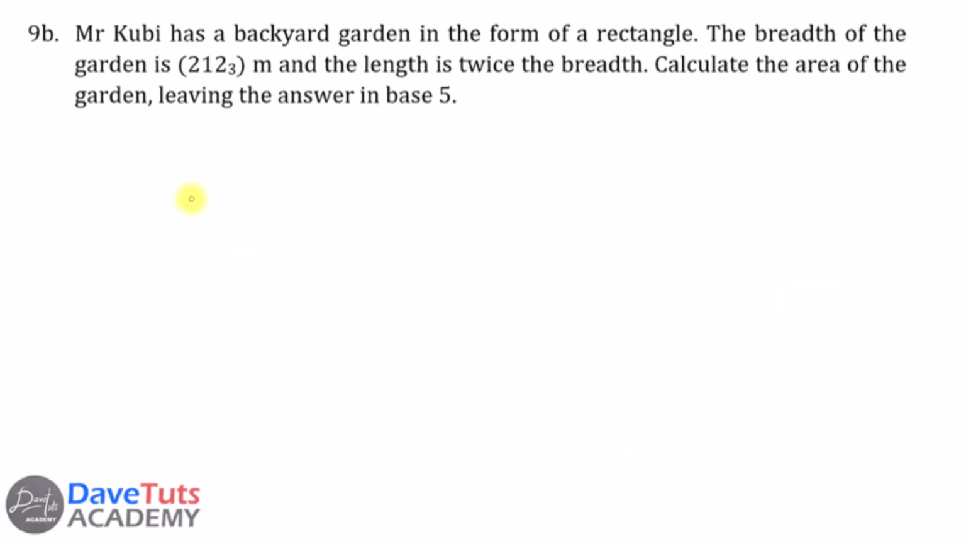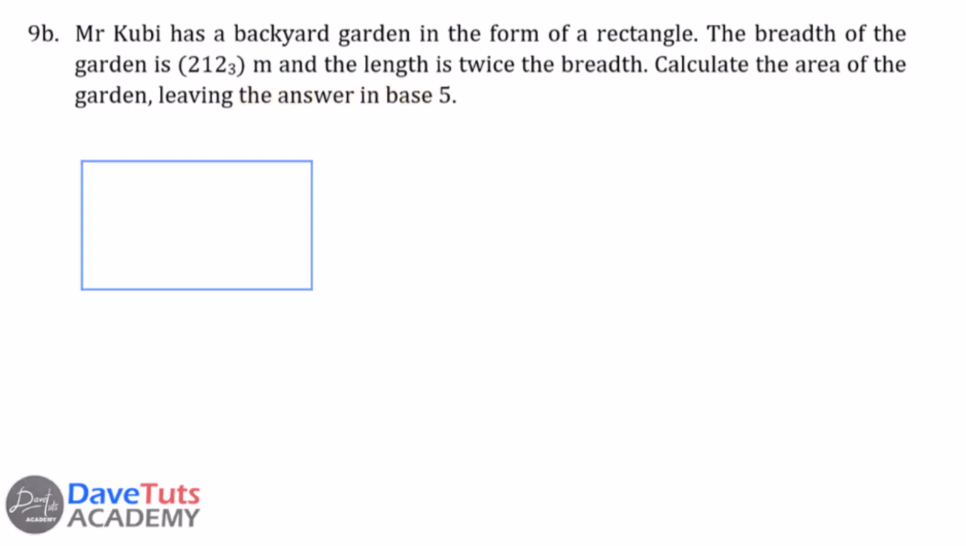This question is featuring a combination of mensuration and number base. So let's just take our time to look at it together. We are told that Mr. Kubi has a backyard garden in the form of a rectangle. Now the breadth of the garden is 212 base 3 meters and the length is twice the breadth. Our mandate is to calculate the area of the garden and leave the answer in base 5.